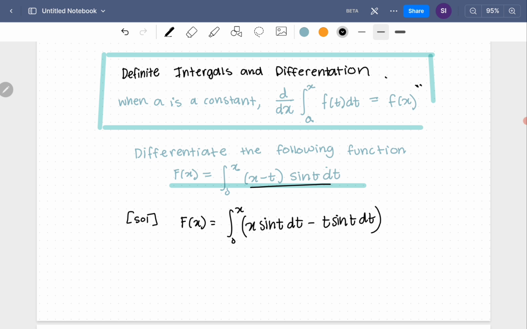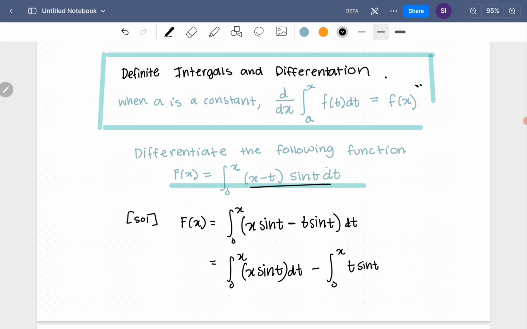And that's all. Oh, whoops. I did that wrong, guys. x sine of t minus t sine of t, and then at the end it's dt. Now that we have that, let's split the integrand so we get 0 to x, oh my gosh, x sine t dt minus integration 0 to x, t sine t dt.